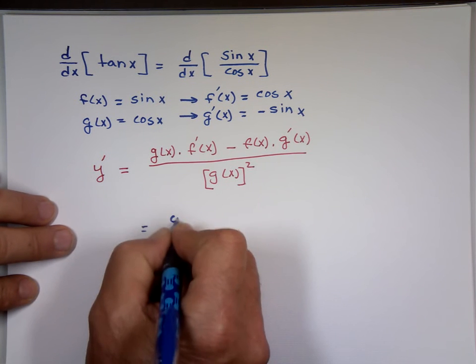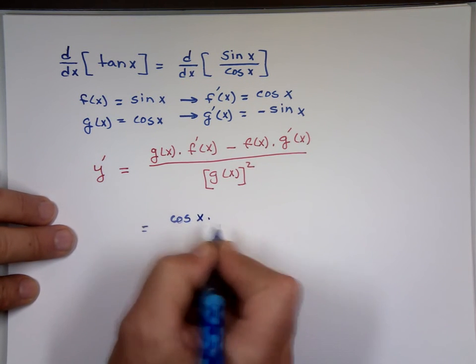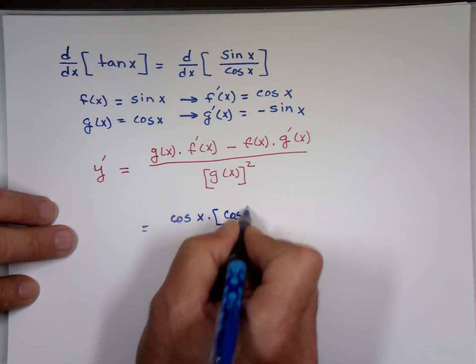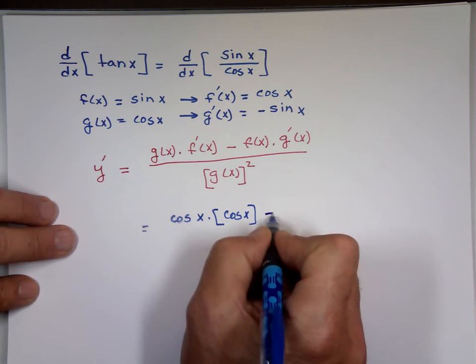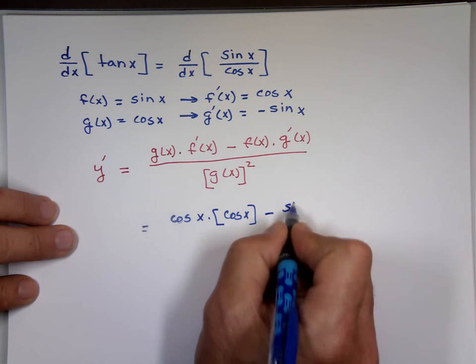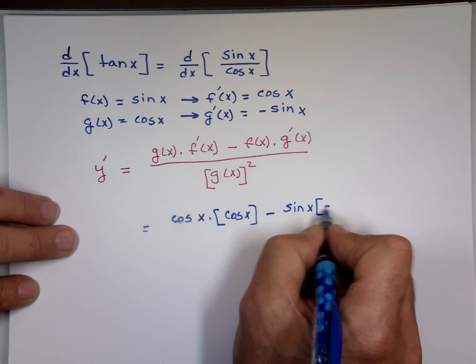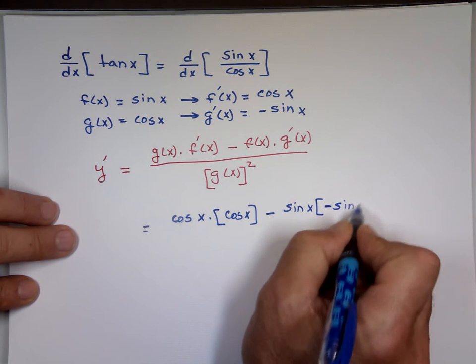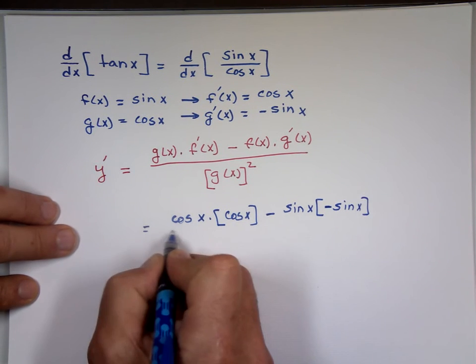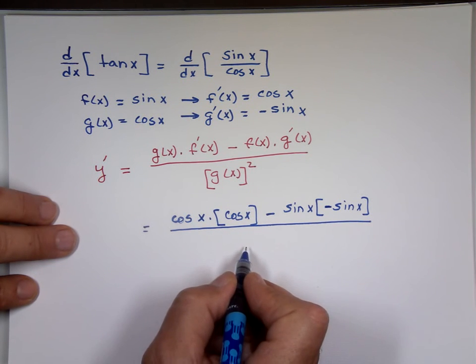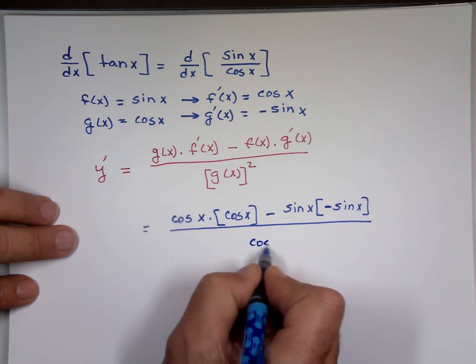Cosine x times the derivative of f. What's the derivative of f? Cosine x. Minus f of x, which is sine of x, times the derivative of g, which is what? Negative sine of x. Over g of x, which is cosine of x squared.